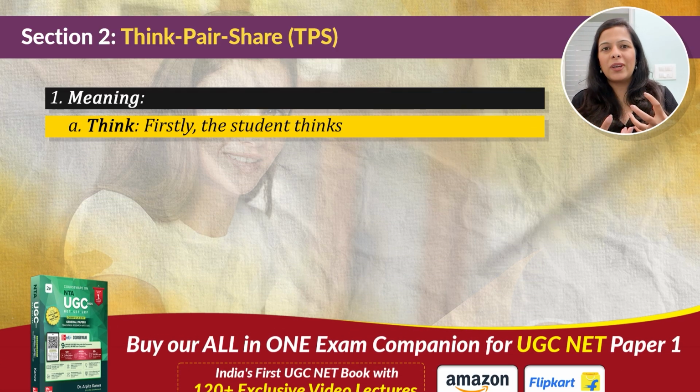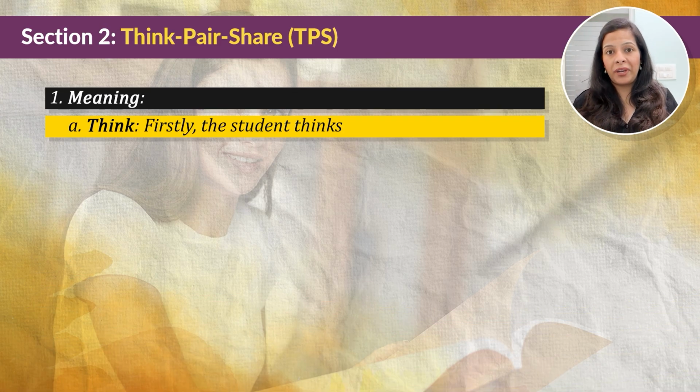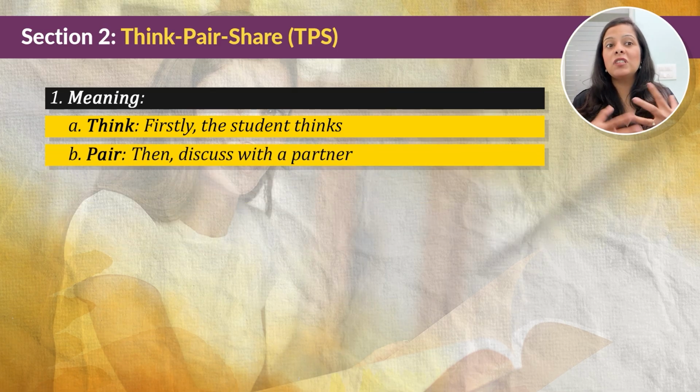The teacher asks a question and each student takes a few moments to quietly think about their own answer. There's no discussion happening at this point, just silent reflection. This helps students organize their thoughts and build confidence. That is stage 1, that is thinking. Then comes the next stage, which is pair.